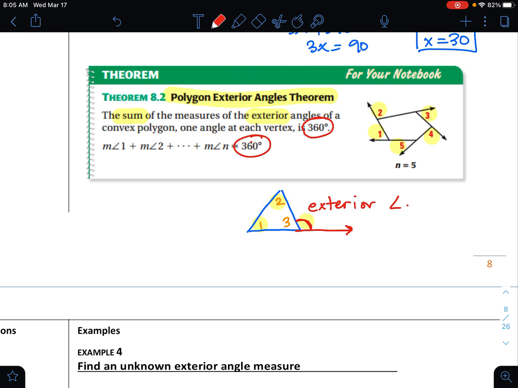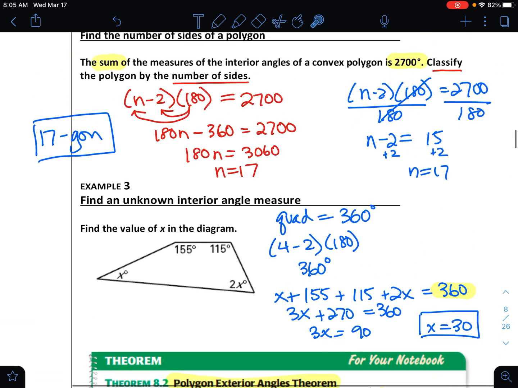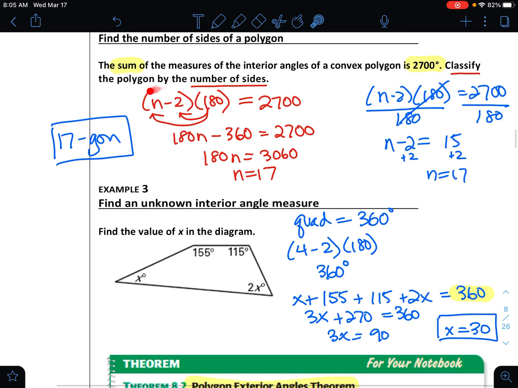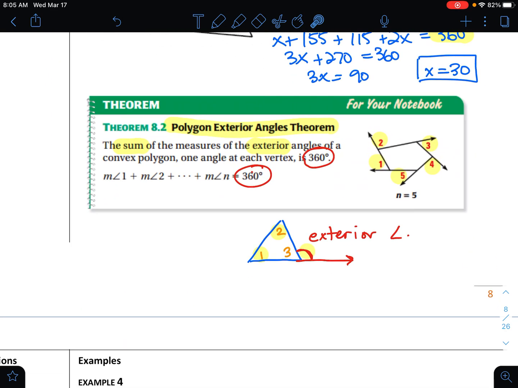So this is different than the interior angles. No matter how many sides a polygon has, all of the exterior angles add up to 360. For interior, remember we had this formula. Let me go up here. This n minus 2 times 180. So as the number of sides increases, the interior angles increase. The exterior angles remain unchanged.